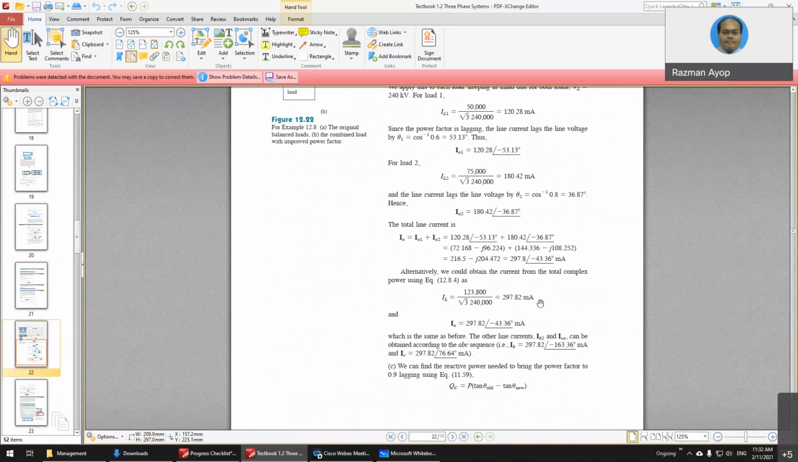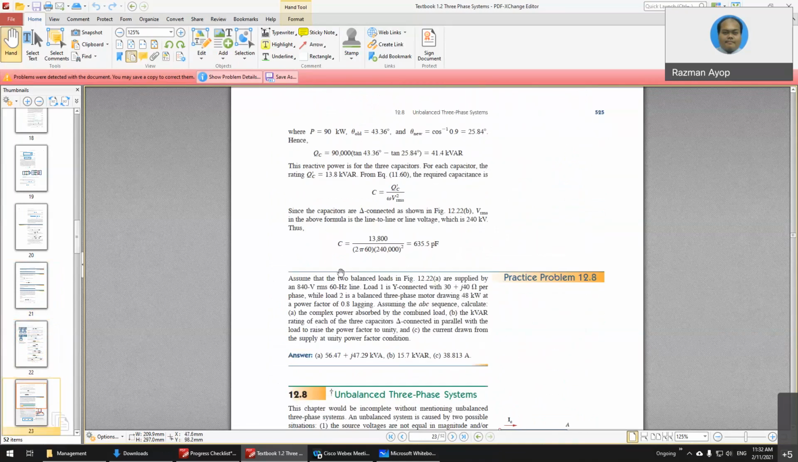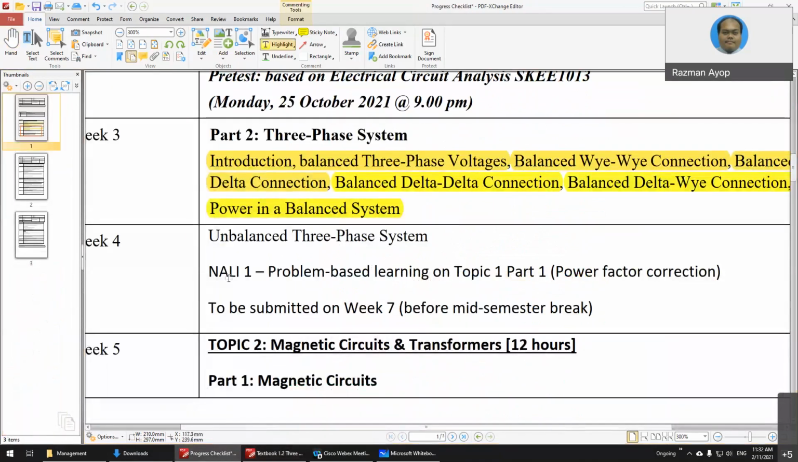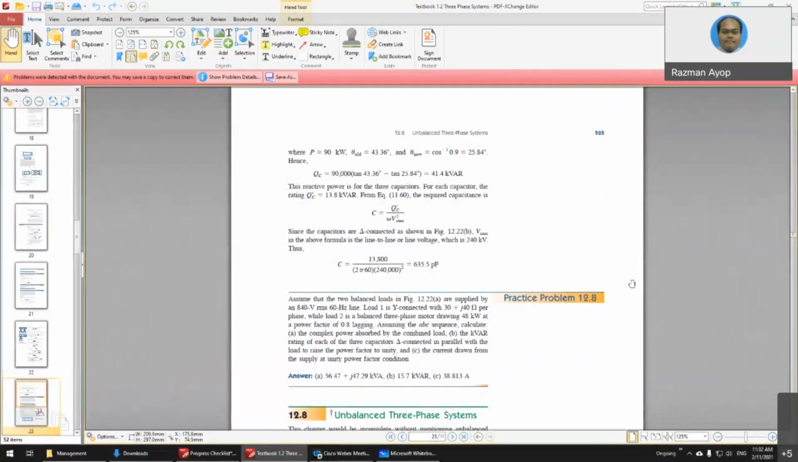power factor correction. So you have to apply C after that, and then you have the practice, and after that you have to finish up the NALI 1, which is the assignment. Assignment 1, the mark is, if not mistaken, 5 or 10 something. So make sure you try to understand this yourself. That's it for NALI.